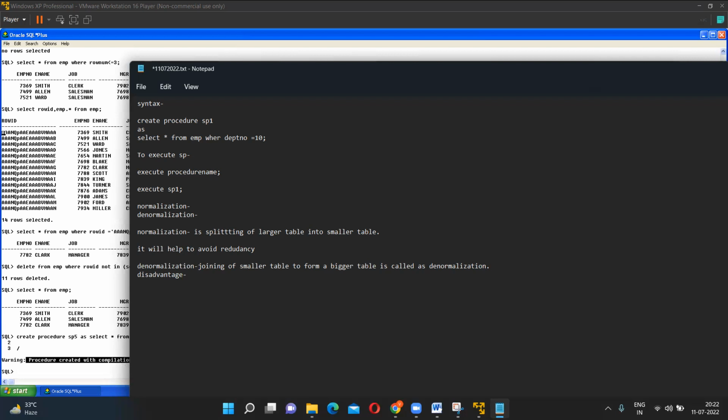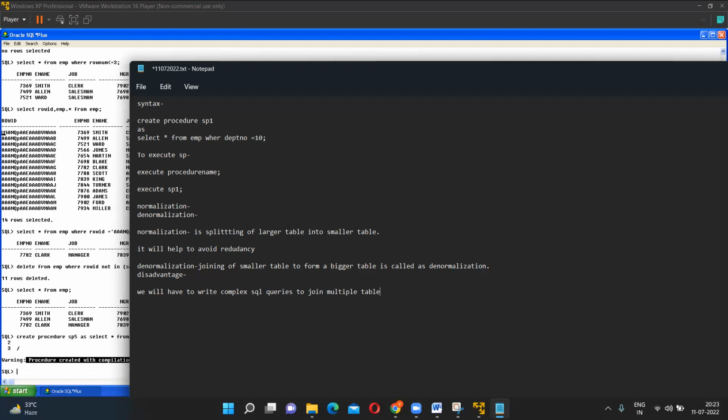That is denormalization. So what is the disadvantage of denormalization? I'm telling, we cannot avoid redundancy in denormalization. And we'll have to write complex SQL queries to join multiple tables. So there's only one disadvantage: you'll have to write complex SQL queries to join multiple tables.